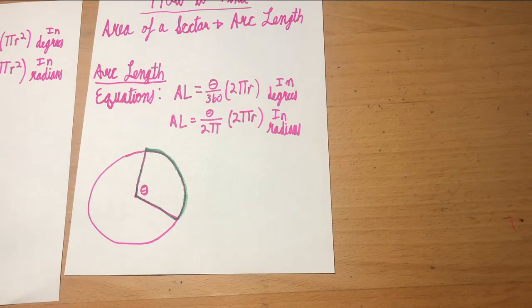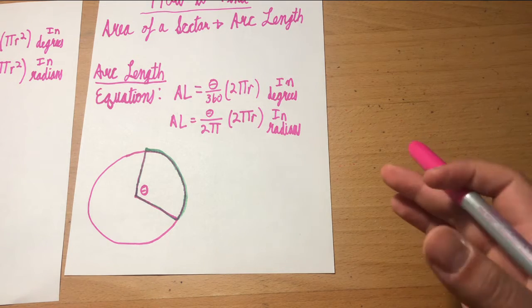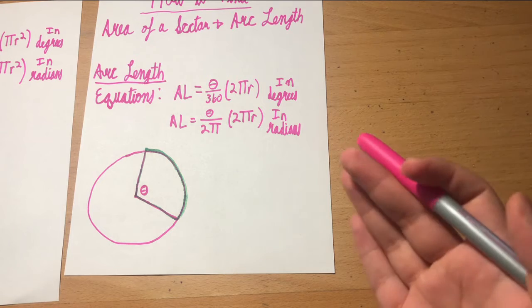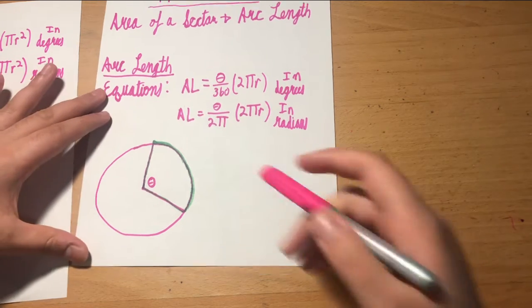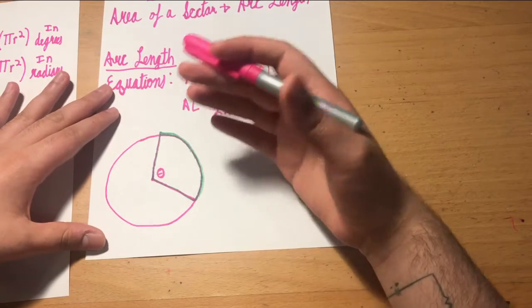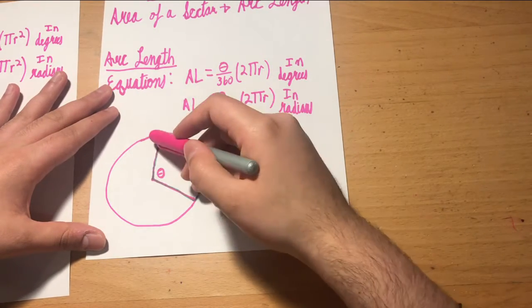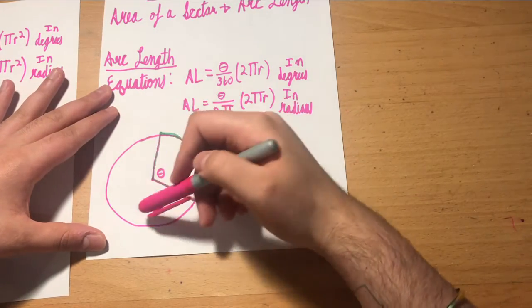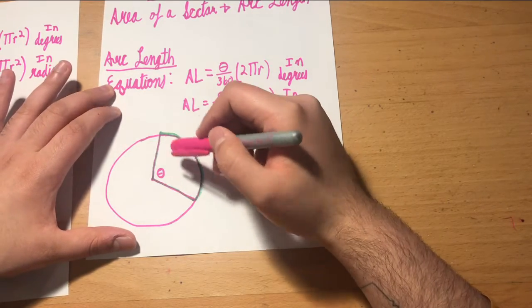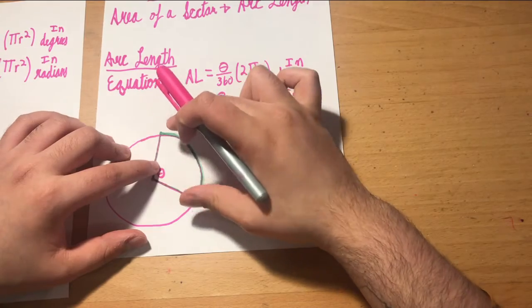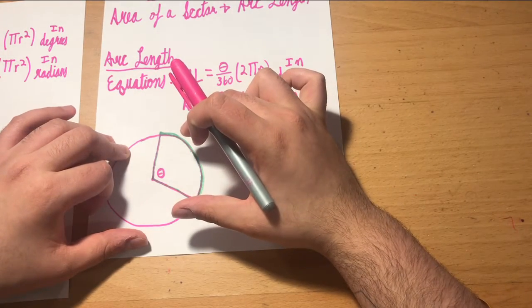Let me talk about why the equation is written the way it is and why these equations work. You should be familiar with the circumference of a circle. The circumference is a special name for the perimeter of a circle, the total distance all the way around. You're not so much finding the circumference, you're finding the distance of just a small portion of the circumference.